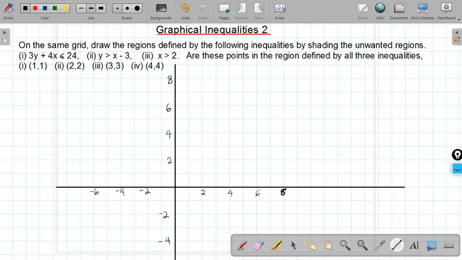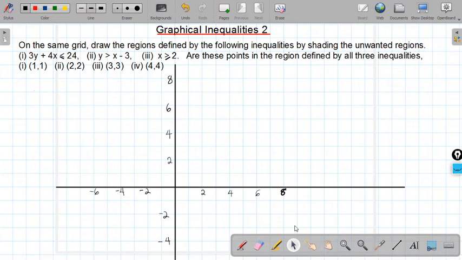In that case, we said that we make use of a dashed line when the inequality is less than or greater than, but we make use of a solid line when the inequality is less than or equal to, or greater than or equal to. So let's look at this question.